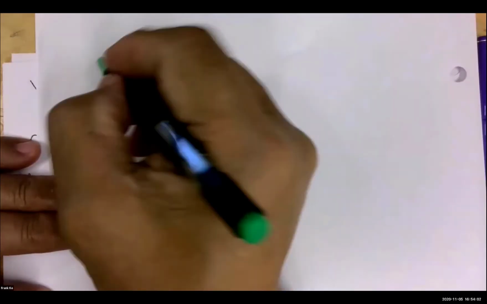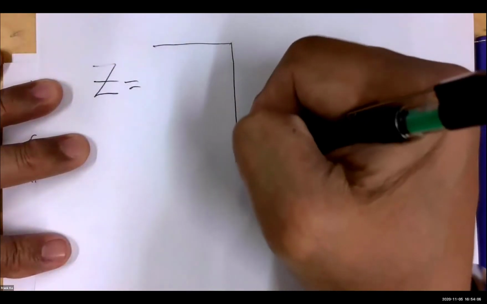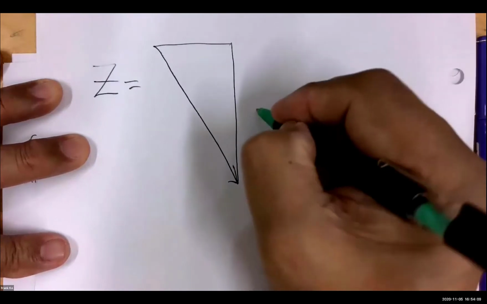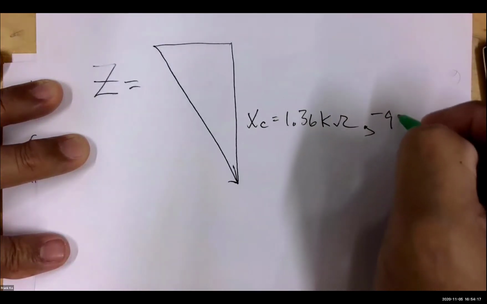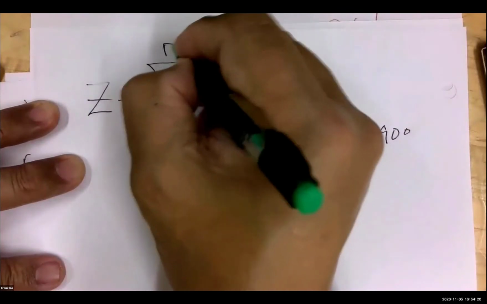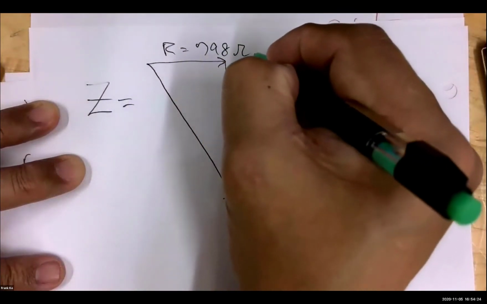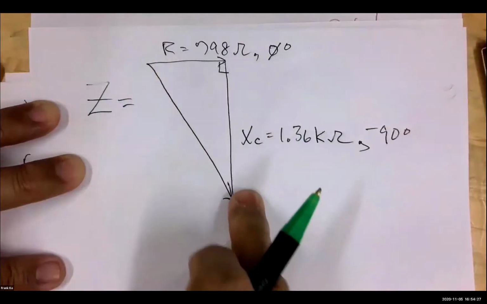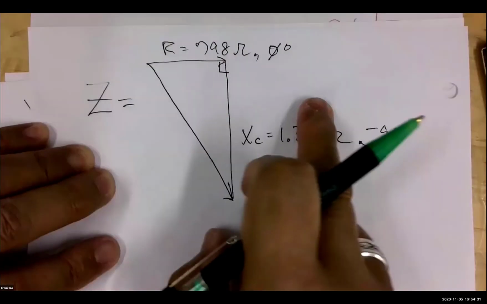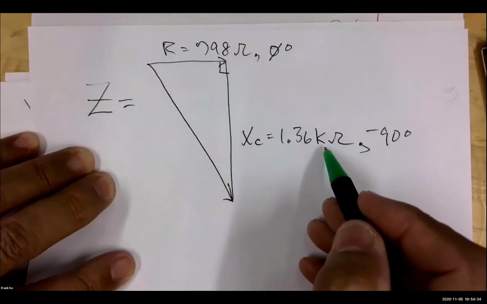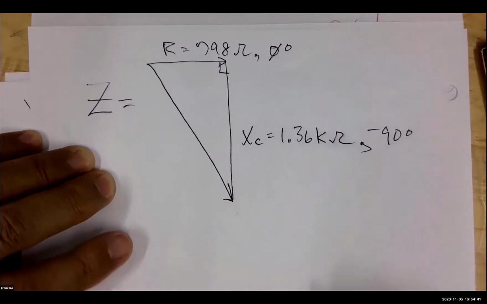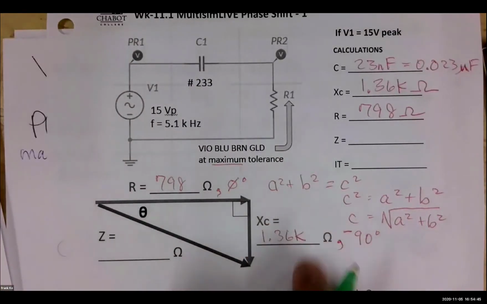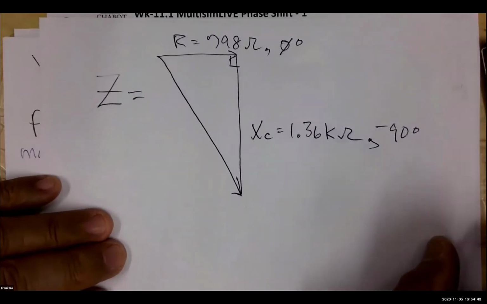Okay. Our impedance Z. And to scale, the drawing actually should look something closer to this, because your X sub C equals 1.36 kilo ohms at negative 90 degrees. Your R phasor, R is equal to 798 ohms at 0 degrees. And so I'm making the length of the phasors more proportional to their values. Shouldn't 1.36 kilo, 1,360 ohms be a longer phasor than 798? It should be. So clearly this drawing is not to scale, but the math will be in a moment. But this one is to scale as much as I can do.